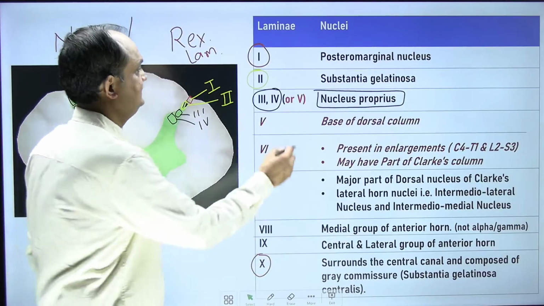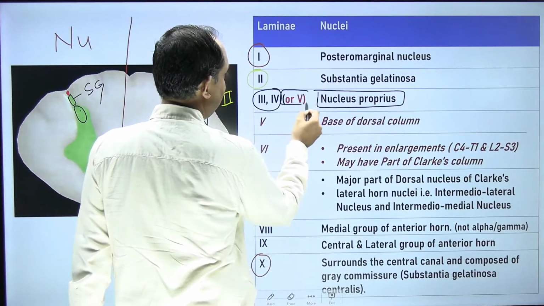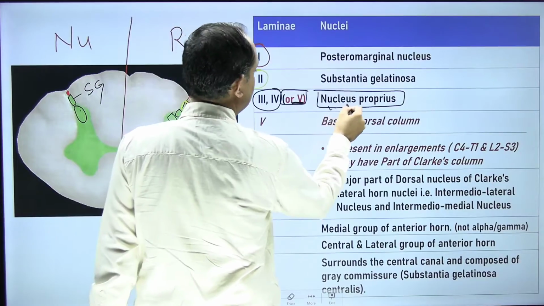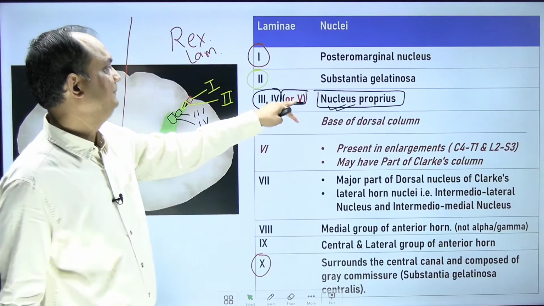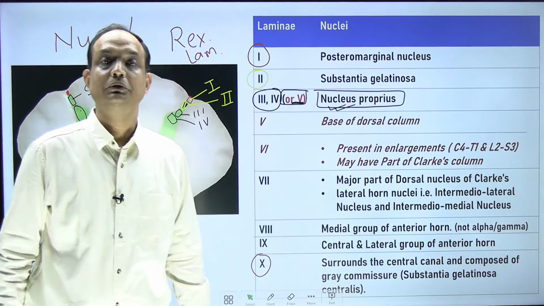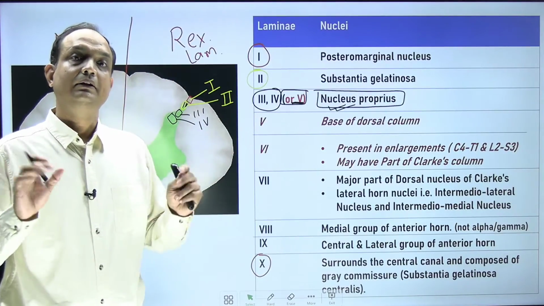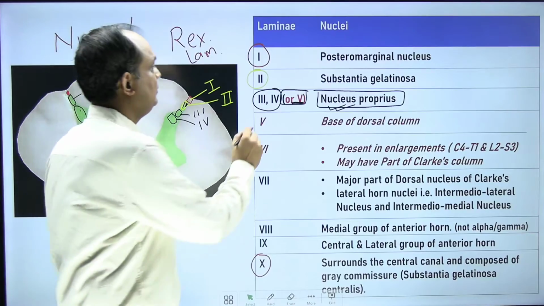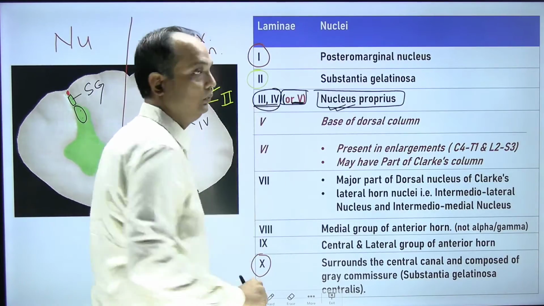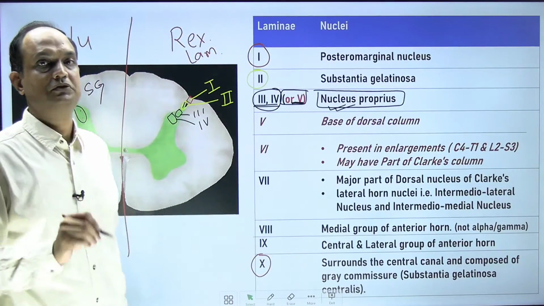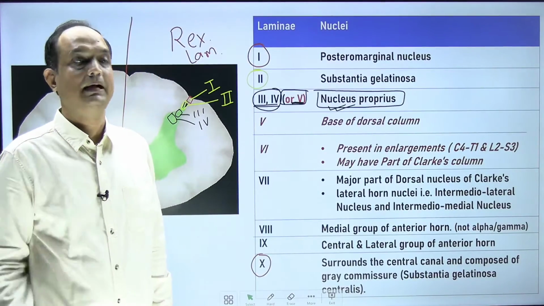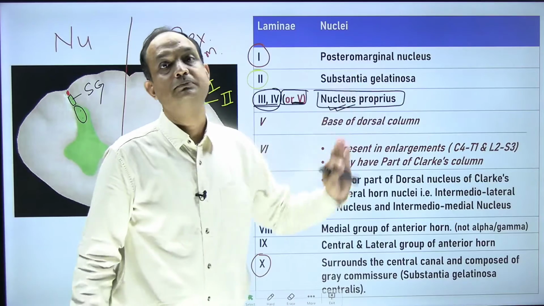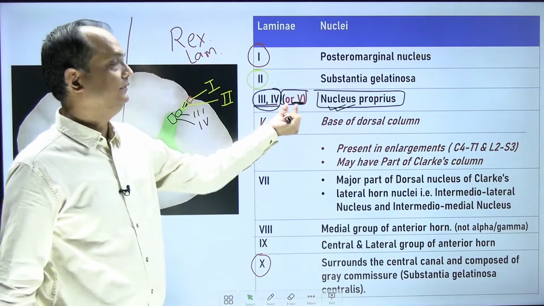Now, some books say that lamina 5 is also occupied by the nucleus proprius, but in all the books you will find the constant number 3 and 4. So, suppose I have this question in the exam: Rexed lamina 3 and 4 is occupied by? The answer is nucleus proprius. The 5 is variable, book by book.